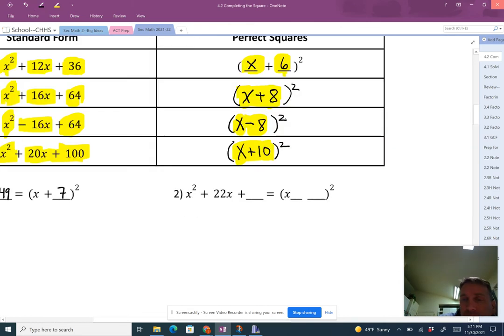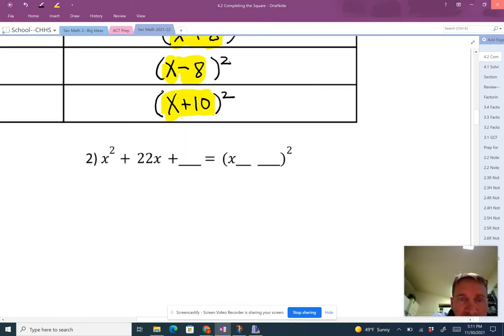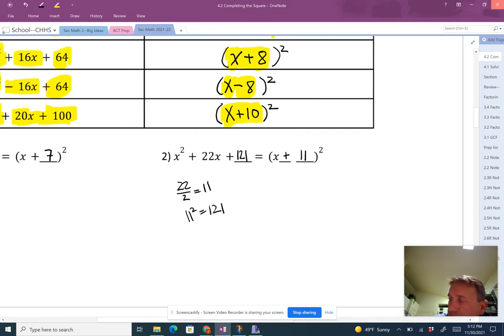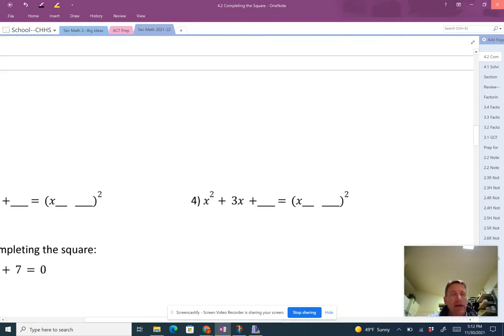All right, let's look at this one. X squared plus 22x plus blank equals x plus something. So again, I'm going to take 22, divide it by 2, which is 11. And I'm going to take 11 squared, which is 121. So it's 121 that I'm going to add to that to make it into a perfect square trinomial, which if I factor it back, I would get x plus 11 quantity squared. And you can multiply that back out to verify that that is correct, but that is how we do this first page. So let's look at the next page.